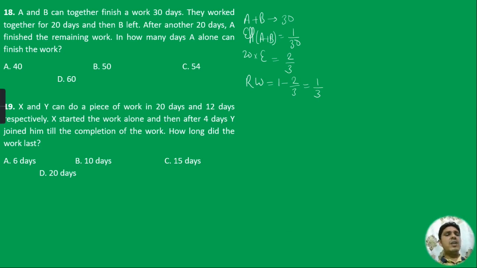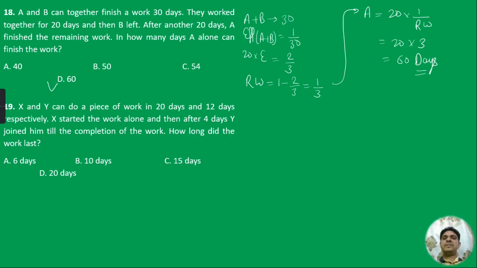Now after another 20 days, A finishes the remaining work. So A can complete the work in the days given by A multiplied by the reciprocal of the remaining work. So if we check, 20 multiplied by 3, we get 60 days. So students, the answer of this question will be 60 days. That means option number D.